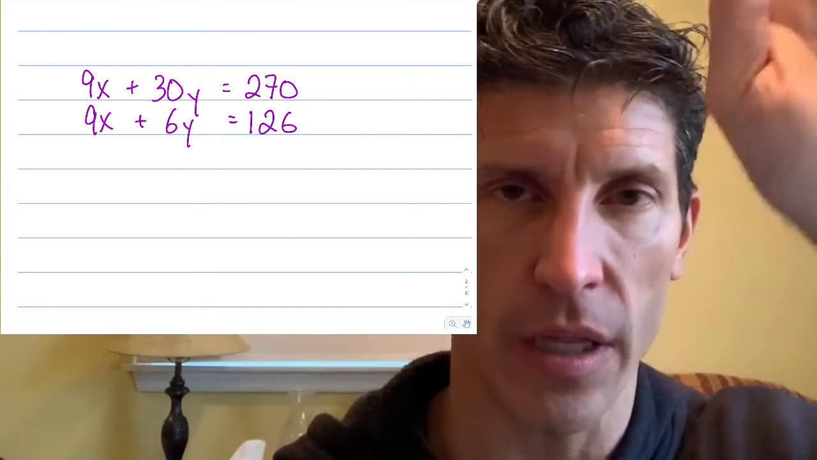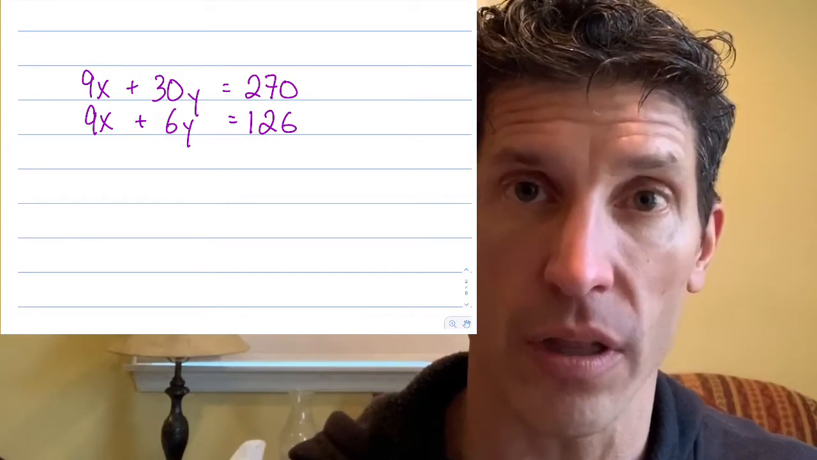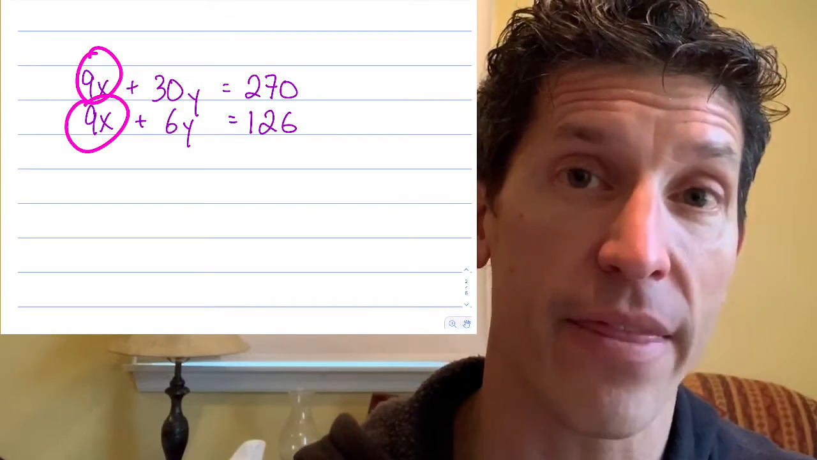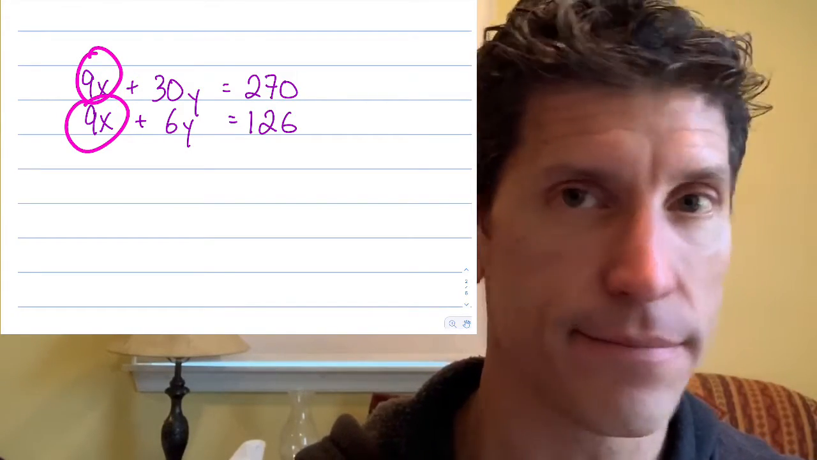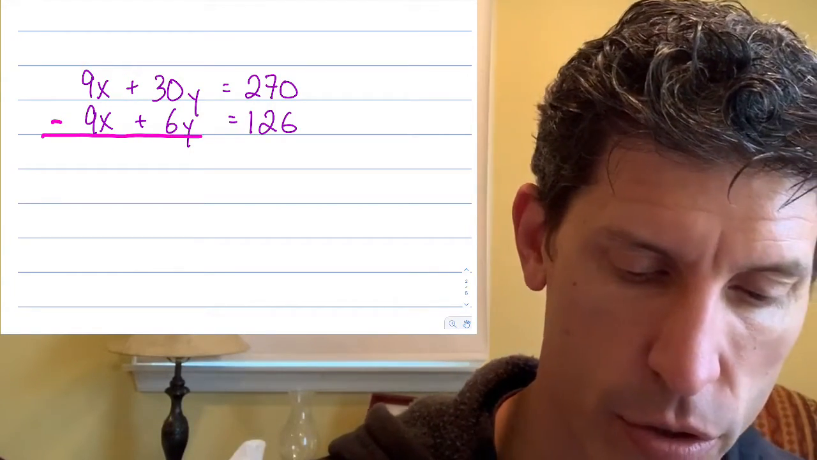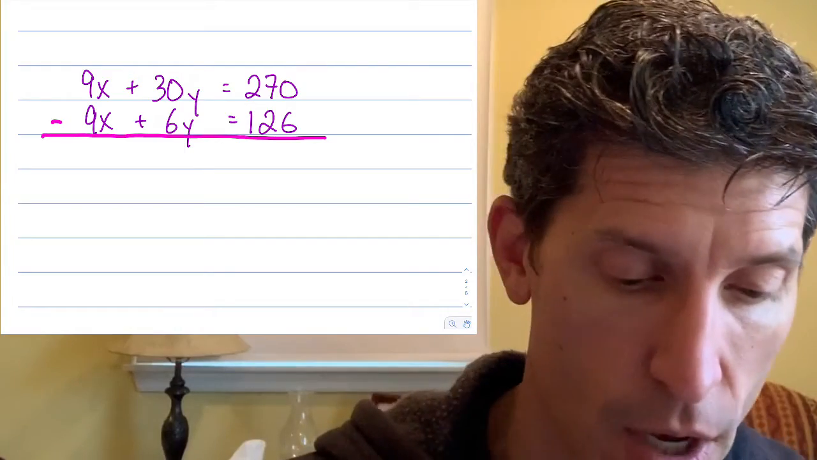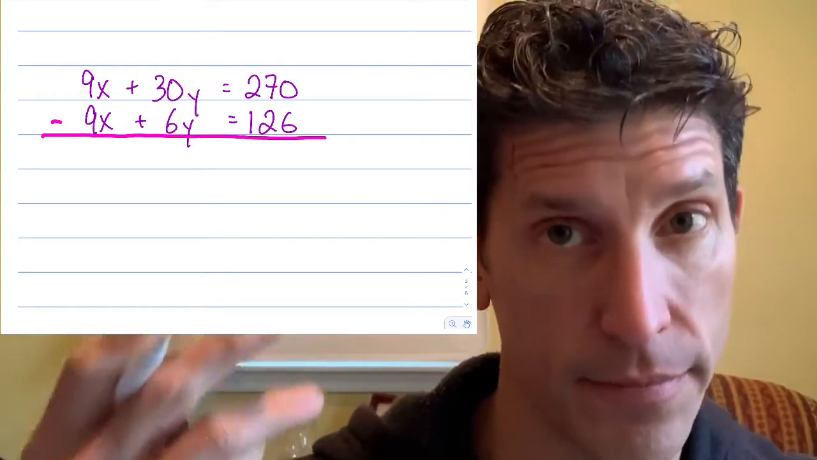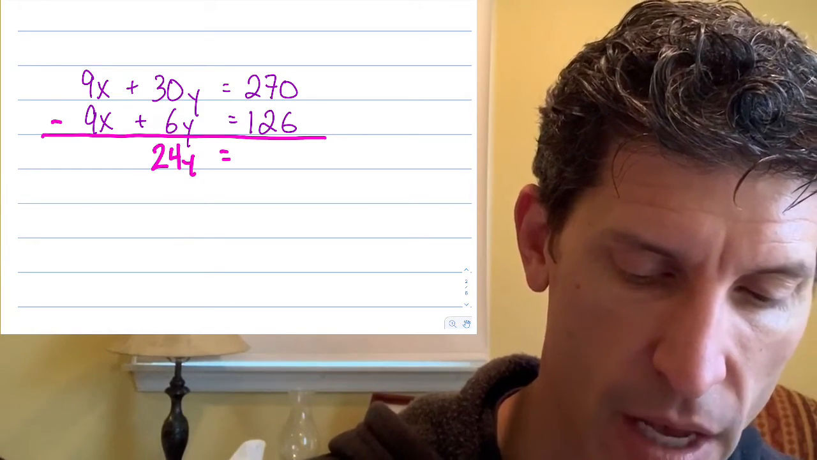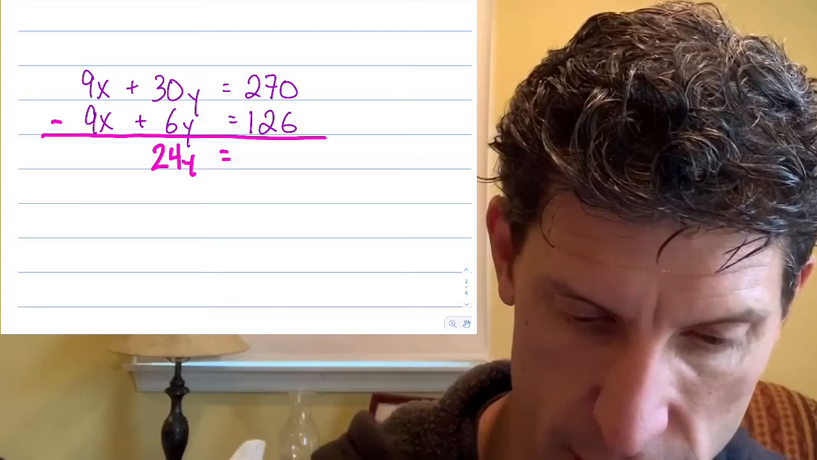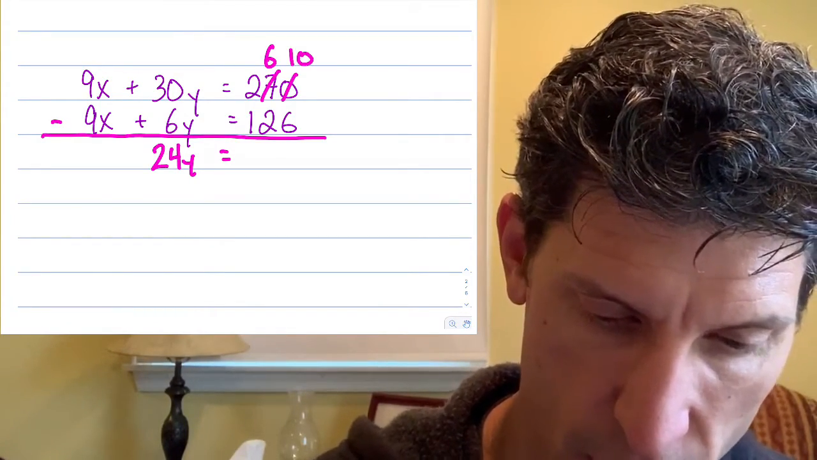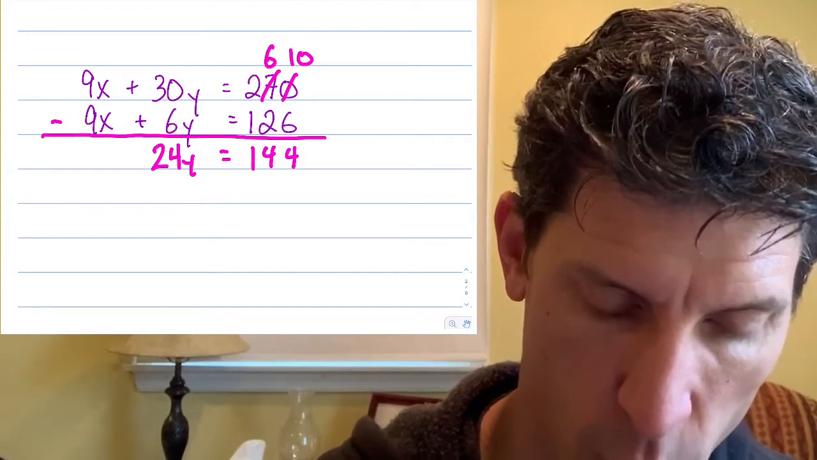I'm looking for any similarities between the top and the bottom where we could eliminate, and I see 9 x's here and here. Well, if I add them together, it's going to become 18x. I don't want that. I want it to eliminate. I want it to go away. So I'll do the other thing. There's only two choices. You can either add or you can subtract. So 9x take away 9x is 0x, elimination. 30y minus 6y is 24y. And 270 minus 126, let's see, 7 becomes a 6. This becomes a 10. 4, and 1. There we go.